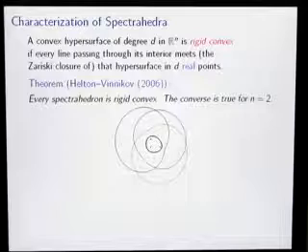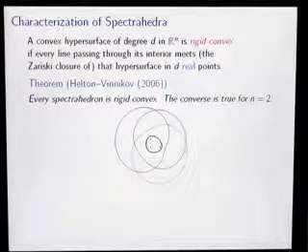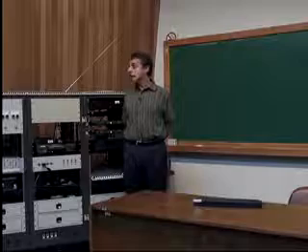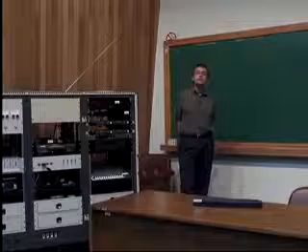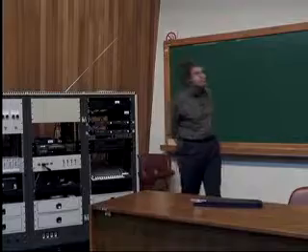One definition: I'm going to say a convex hypersurface of degree d in real n-space is rigid convex if it has the property I indicated. Every line passing through the interior meets the complex hypersurface in only real points. So I have a convex hypersurface of degree d, I draw any line that meets the interior, and I intersect with the Zariski closure, the corresponding complex hypersurface. If every intersection point is real, I say the hypersurface is rigid convex.